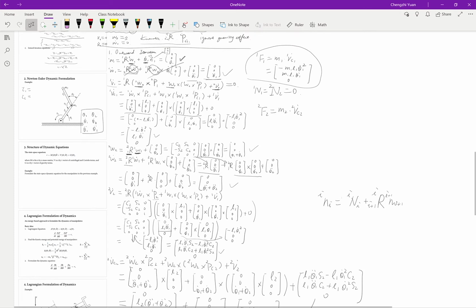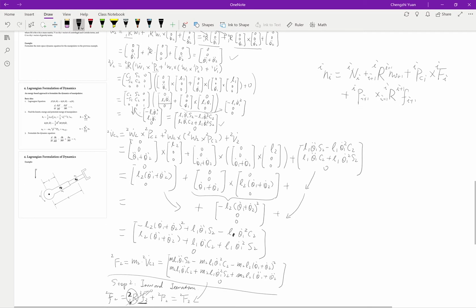What is the formula for the moments of the links? It equals N_i^i plus P_{Ci}^i cross product F_i^i, and then plus P_{i+1}^i cross product the rotation matrix R_{i+1}^i times F_{i+1}^{i+1}. Okay, good. Let's go back to here.